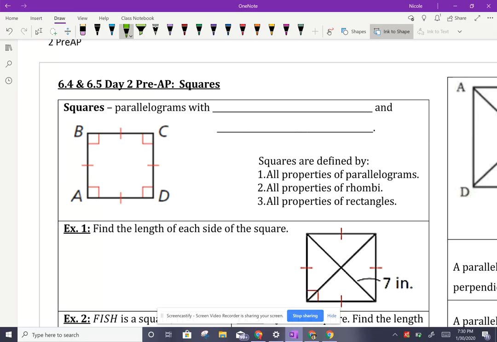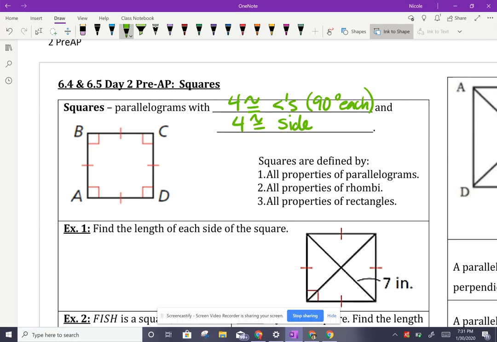Rectangles and rhombi. A square is going to contain all of the properties of the parallelogram, the rhombi, and the rectangles. So it's got this like powerhouse of all of these properties. So the one that keeps squares different from rectangles and rhombi is that it has 4 congruent angles. That's 90 degrees. 90 degrees. Which, yes, rectangles have, but what rectangles don't have that the rhombi have is 4 congruent sides. So it's this like merging of a rectangle and a rhombus.